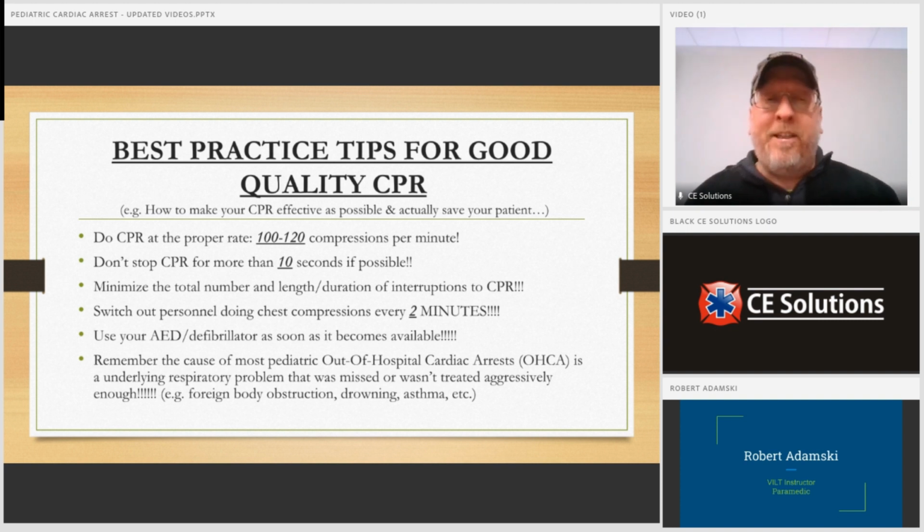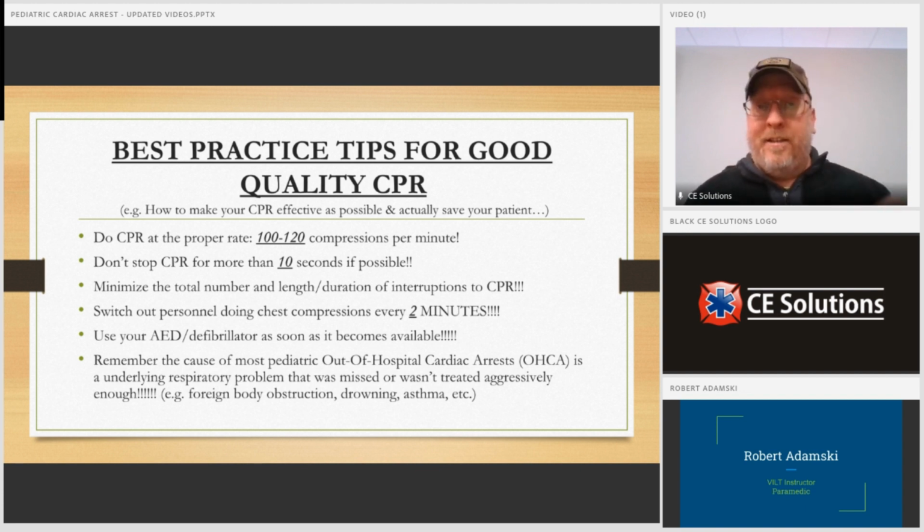There is a ton of research out there. It's pretty rock solid that shows two things. One, if you stop CPR for more than 10 seconds repeatedly, you generally are not going to have a good patient outcome. You're not going to get ROSC. And or if you do get ROSC, they might have suffered permanent irreversible brain damage and or damage to their vital organs like their kidneys, their liver, etc.